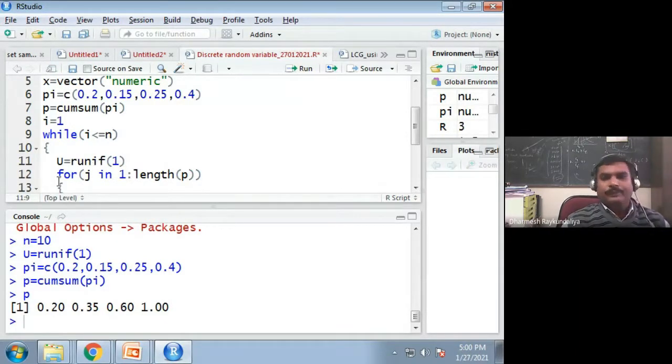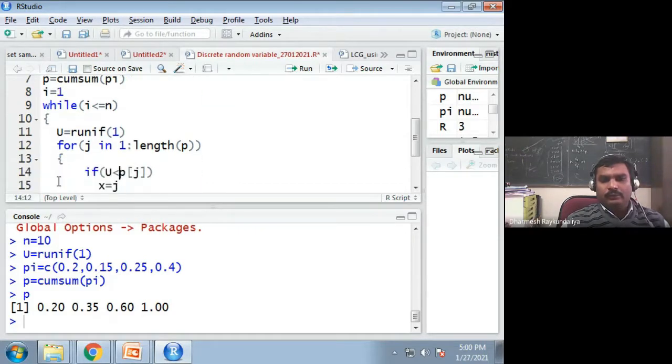Uniform, yes. And then I will check j equal to 1 to length of p, that means 1 to 4. It takes values like 0.2, likewise whatever the cumulative values are. So if u is less than p1, then x equal to k, that is x equal to 1. If u is less than p2, then x equal to j.